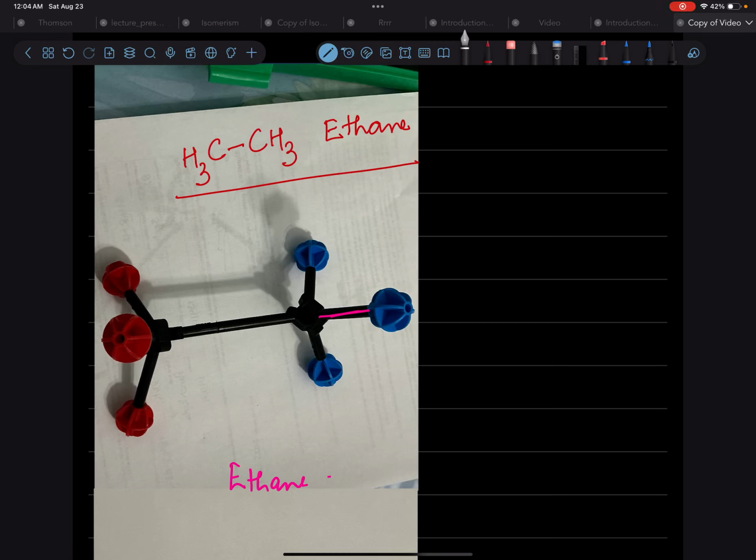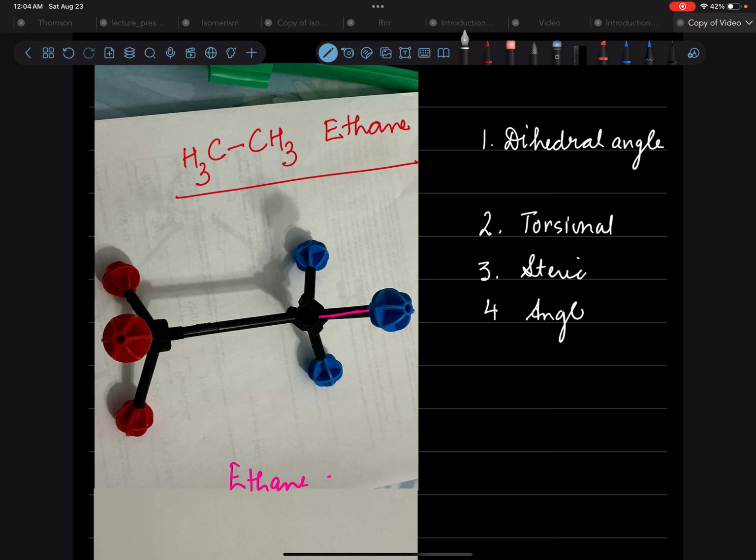Dear students, in this video we are going to learn new concepts. One, what is the meaning of dihedral angle and how it affects the stability of different conformations. Second, we are going to see various types of the strains present in molecules. For example, torsional strain, steric strain, and angle strain. So these are the different concepts which we are going to discuss.